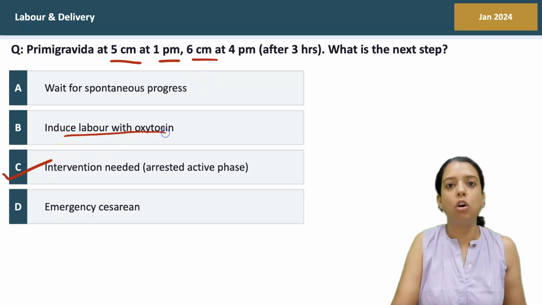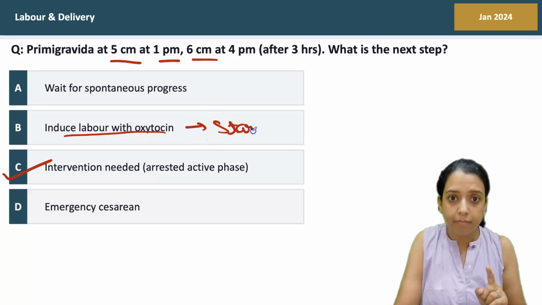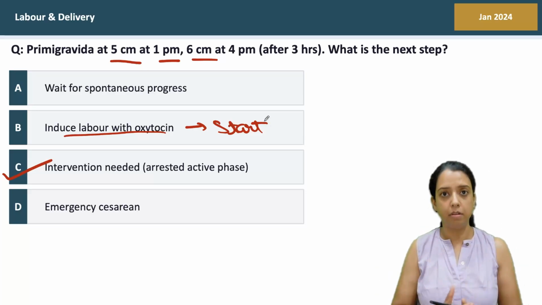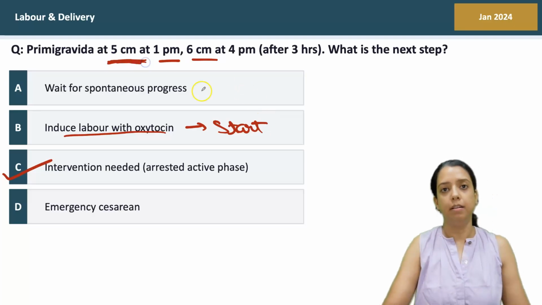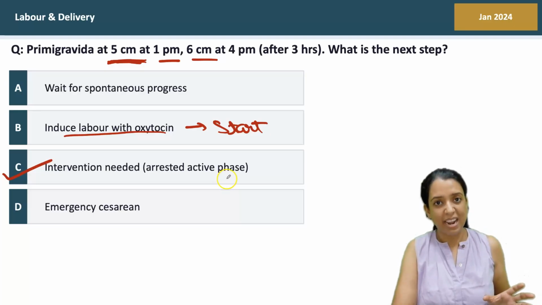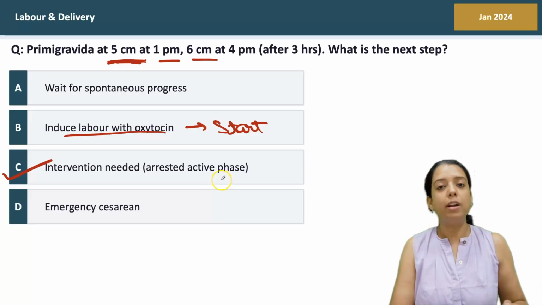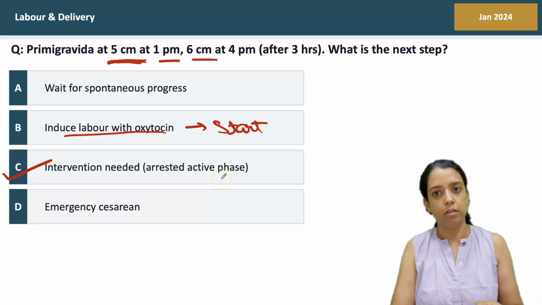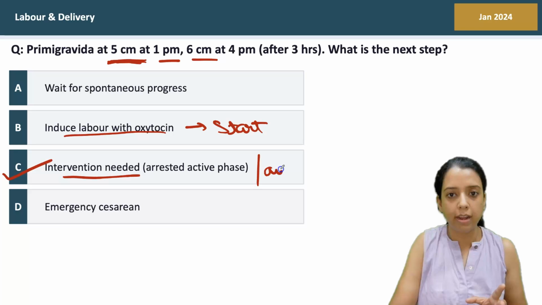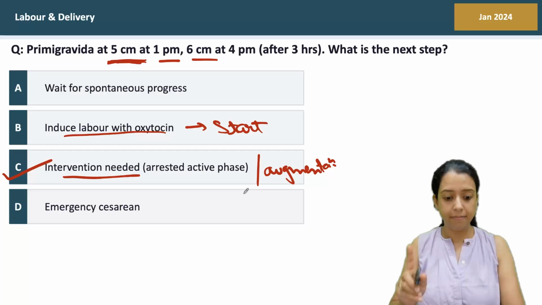Will you induce labor with oxytocin? Induce labor means start the labor. A patient is hypertensive, you induce labor. You start the labor. She is in labor. You are augmenting. She is slow. So when you try to make the labor process fast, it is augmentation. When you are trying to start the labor, it is induction. So intervention is needed, also called augmentation, not induction. Okay?